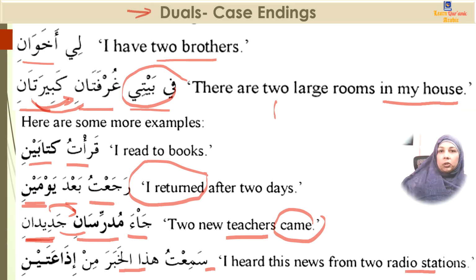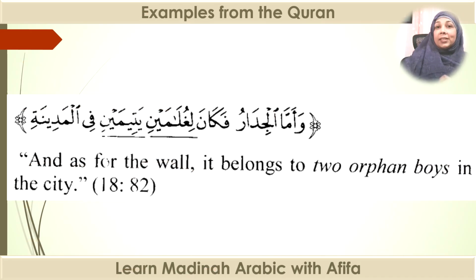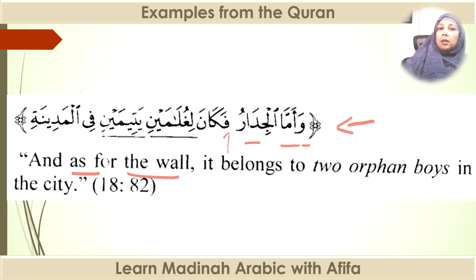Two radio stations. So in this course, after we learn some Arabic grammar, we look at a Quranic verse to apply that grammar to the Quran. So let's take a look at this verse and we look at the verses word by word. So wa ammal jidaru. Wa means and. Amma means as for. Al jidaru, it means the wall. Fa means so. Kana, it means was.